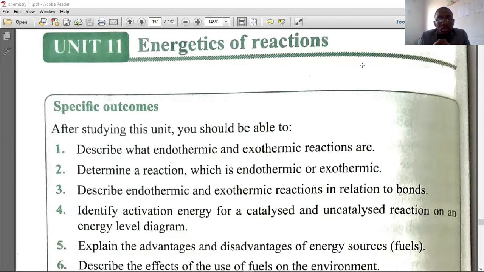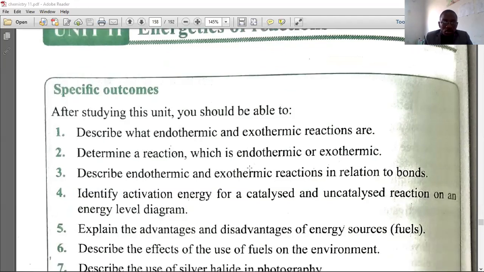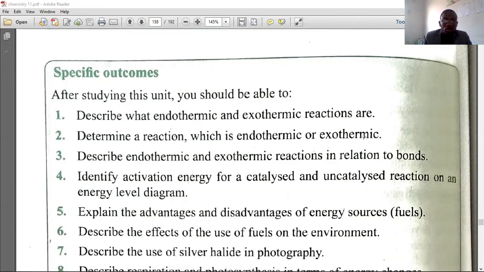We're still in the series of energetics of reactions, and today we're going to look at the third objective: describing endothermic and exothermic reactions in relation to bonds.